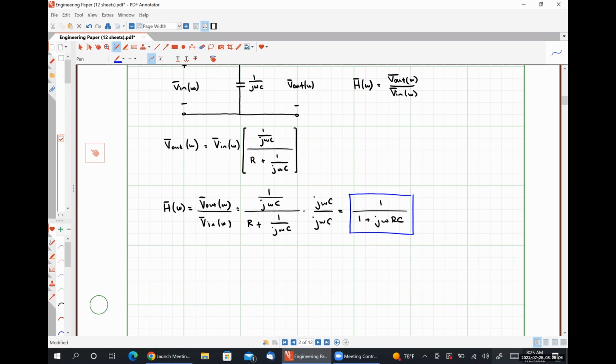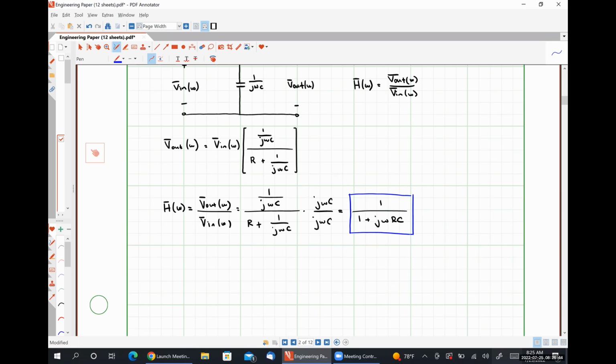Now, H of omega, our transfer function, is a complex number, and so it can be broken down into two parts. The magnitude response, or more commonly called the frequency response, which tells us effectively how the attenuation occurs as a function of frequency. And then we have a phase response, which tells us how the angle of our response changes as a function of frequency.